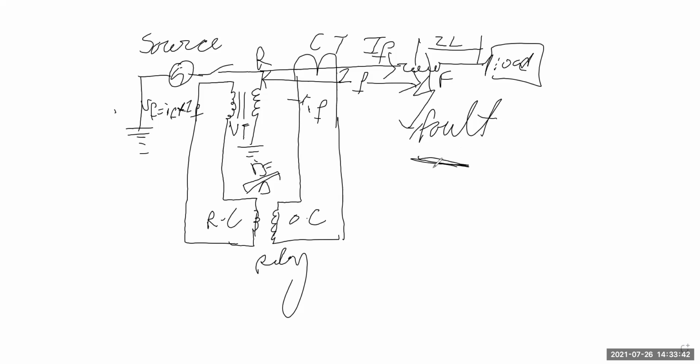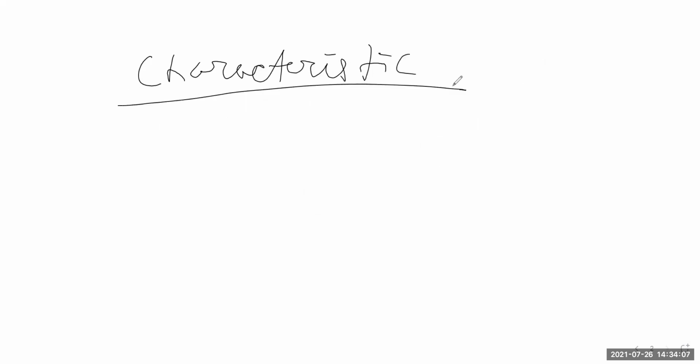As shown in this figure, this ZF is the fault impedance. The fault impedance is assumed to strike at the end of the transmission line. So this is the segment. Now we talk about the characteristics of the distance relay.